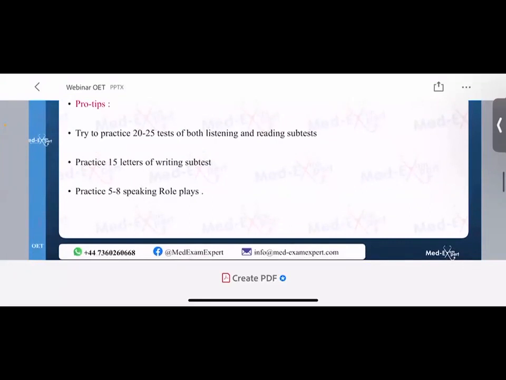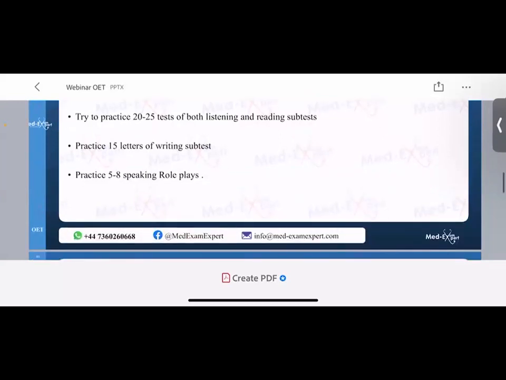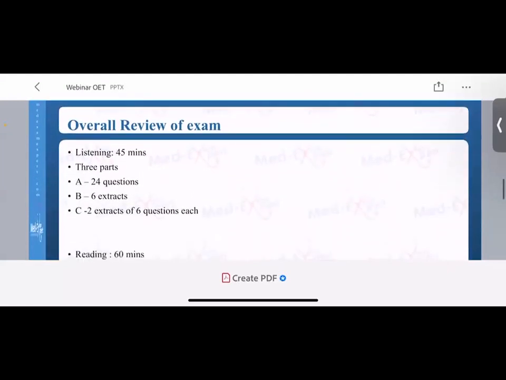Here are some pro tips, and I have mentioned them earlier. Prior to the exam, practice 20 to 25 tests of both listening and reading subtests, practice 15 letters of the writing subtest, and practice 5 to 8 speaking role plays.